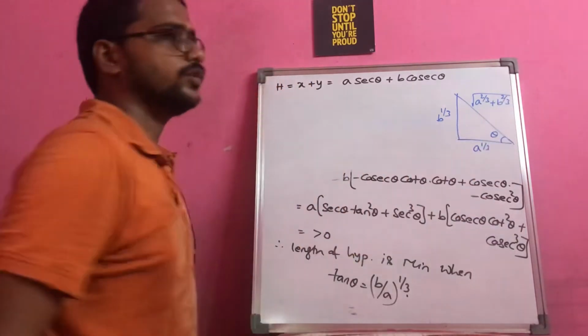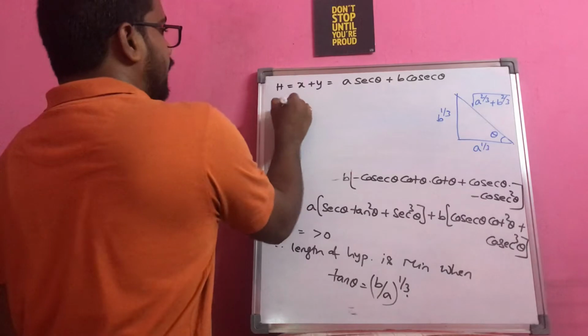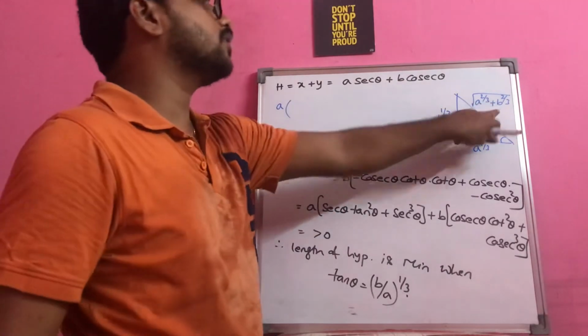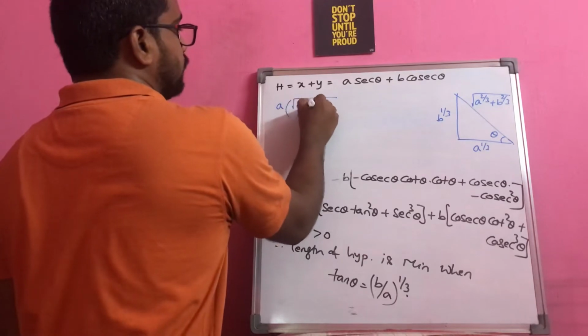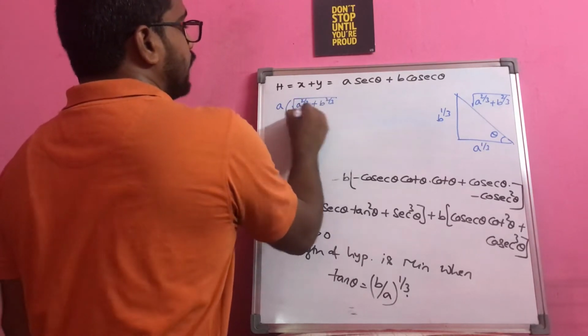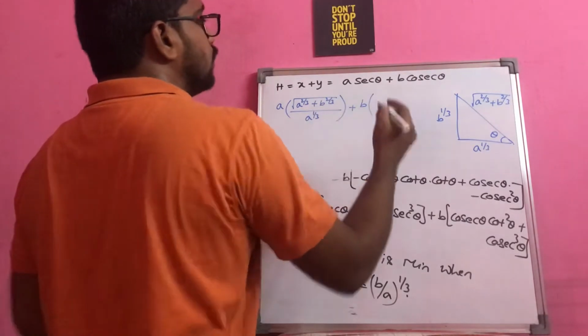Correct? Because we know the Pythagorean theorem. So from this, a into secant theta means hypotenuse by adjacent. So hypotenuse is root over a power 2 by 3 plus b power 2 by 3, by adjacent means a power 1 by 3, plus b into cosecant theta.